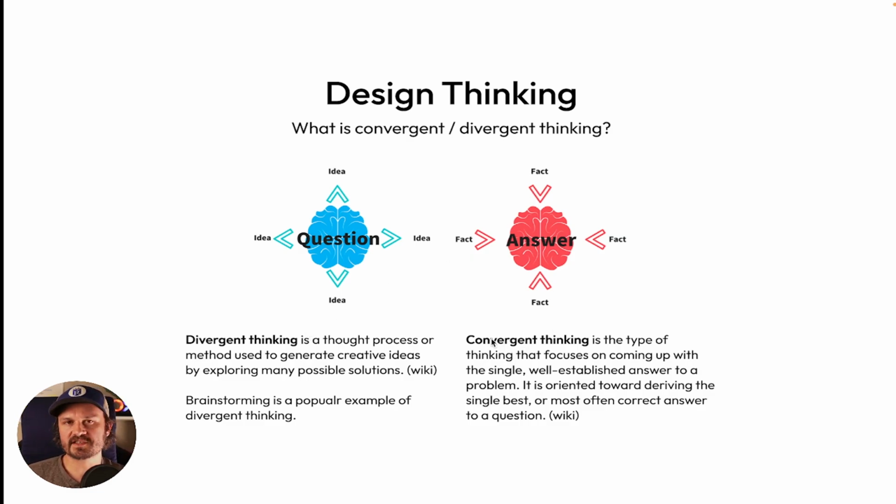And the opposite of that, but still related, is convergent thinking, which is the type of thinking that focuses on coming up with the single, well-established answer to a problem. It is oriented toward deriving the single best or most often correct answer to a question. And again, definition from Wiki. And if I would change anything in this definition, the change that I would make would be focusing the word here, single.